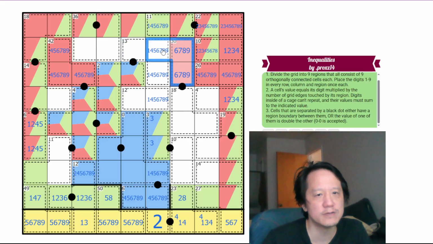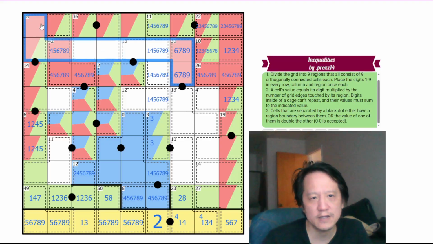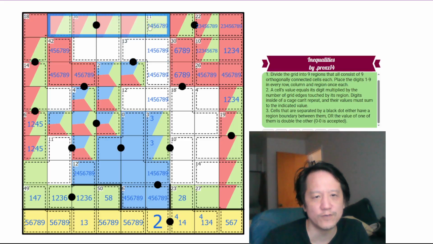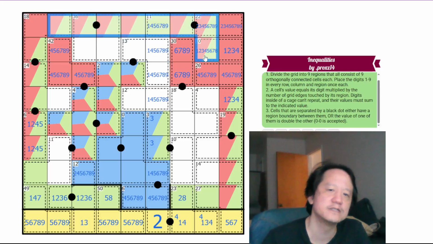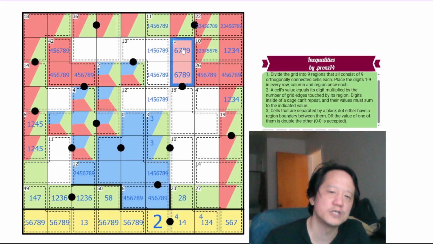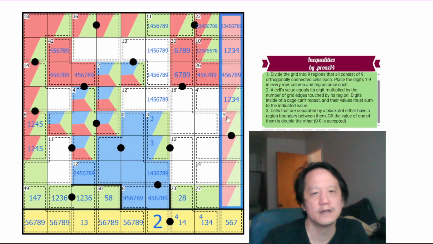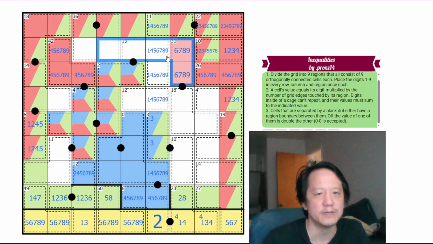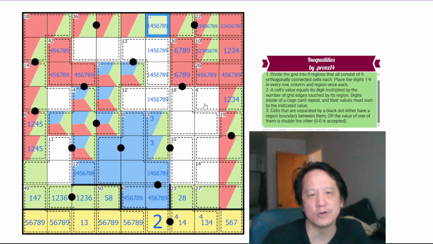1, 2, 3, hold up. 1, 2, 1, 2, 3. We can't go this way. 1, 2, 3, 4, 5, 6, 7, 8, 9. That gives us only 1, 2, 3, 4, 5, 6, 7, 8 as a possible region, which is too small. So this then cannot be part of the double here, because for this to be doubled, it has to block this from being part of a valid region.